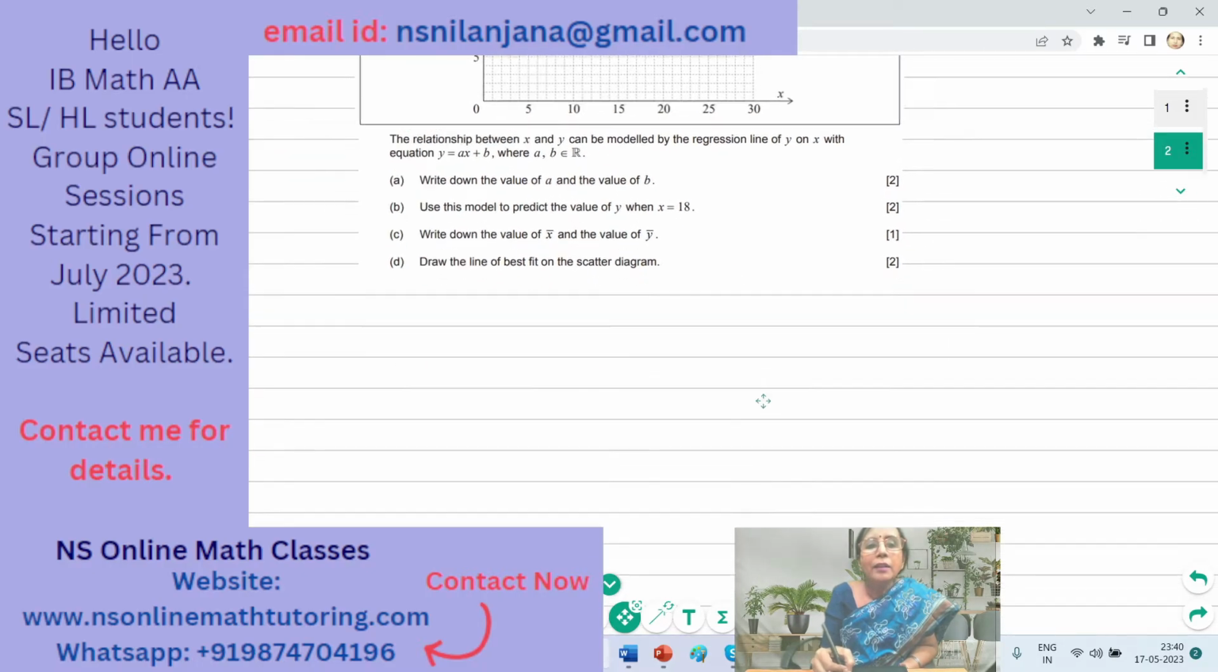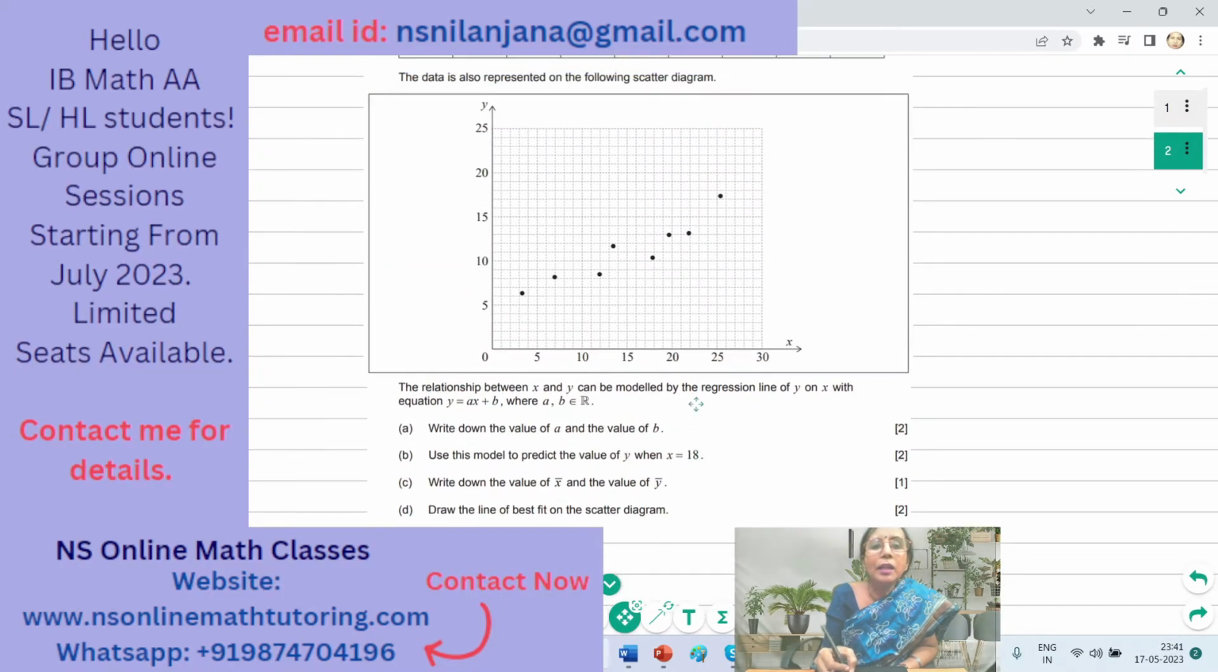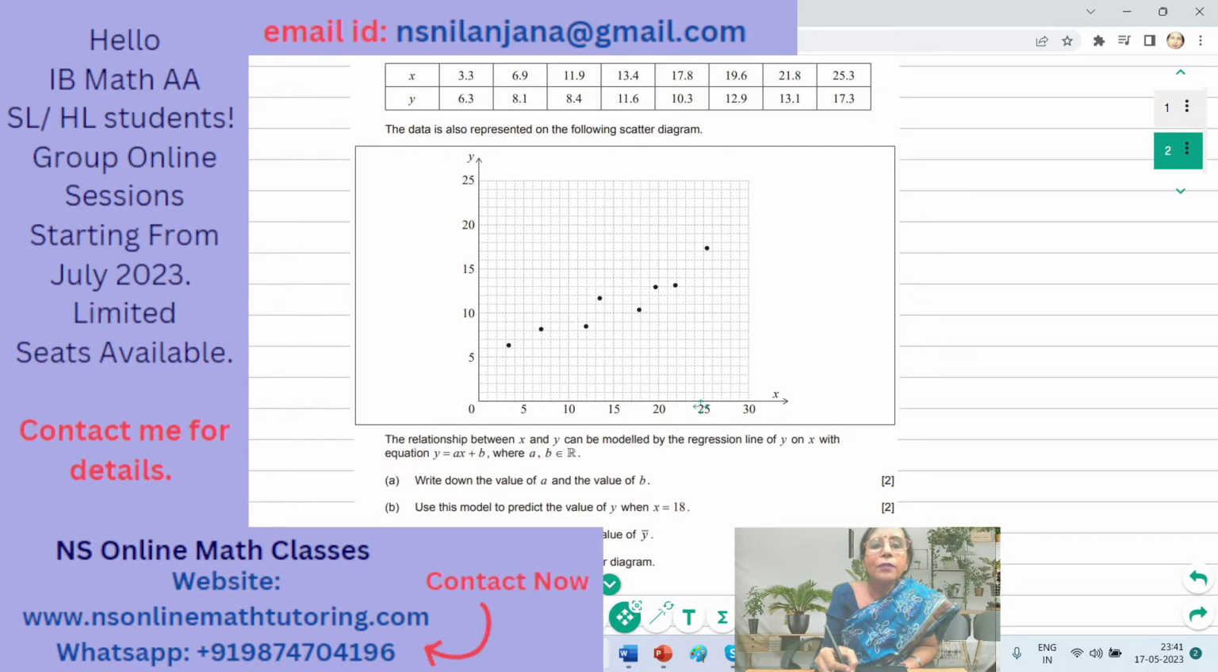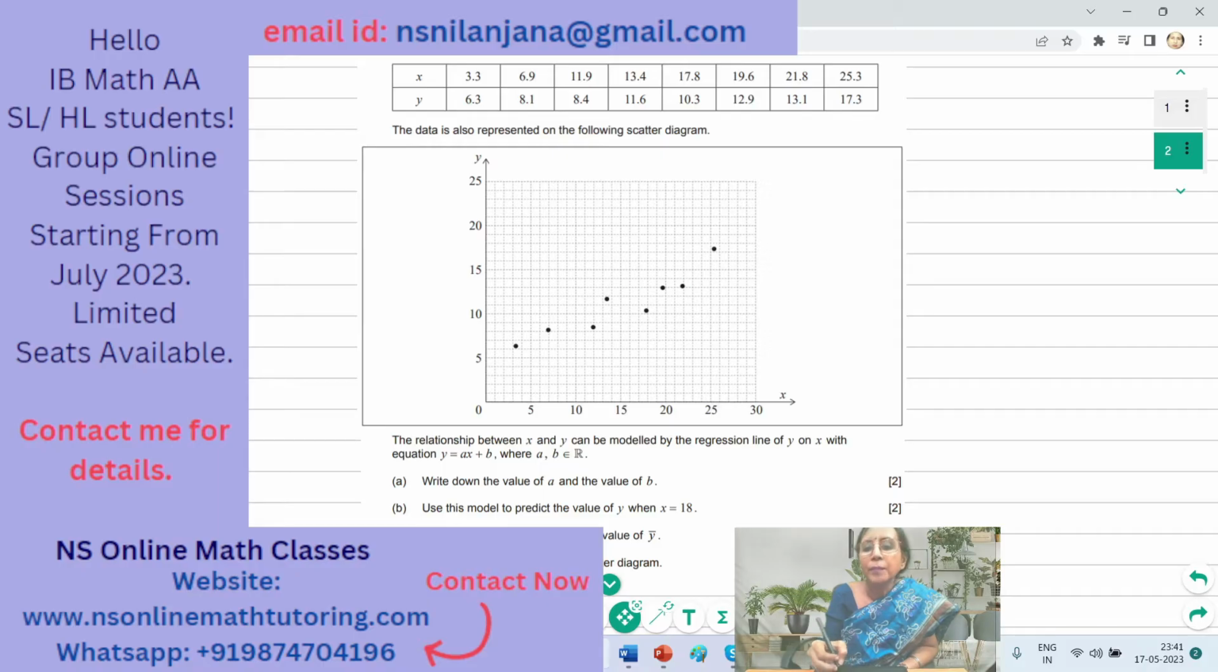The relationship between x and y can be modeled by the regression line of y on x with equation y equals ax plus b, where a and b belong to the set of real numbers. Subpart A: write down the value of a and the value of b, 2 marks. In order to find a and b, we need the regression line equation, and for that, first of all, we have to insert the values in our calculator.